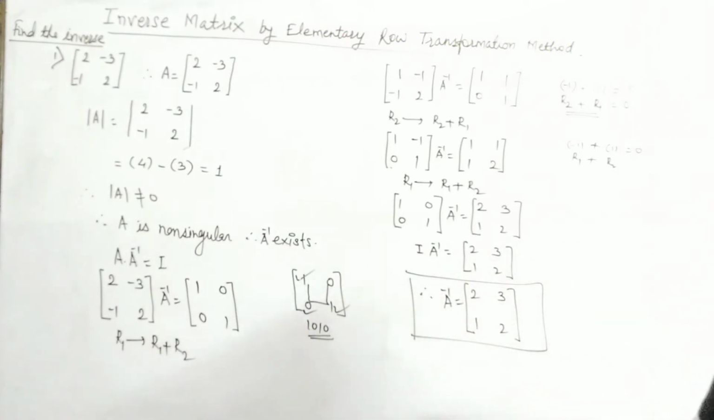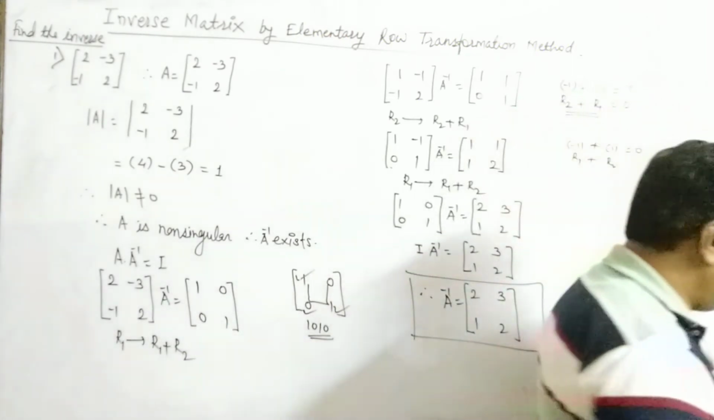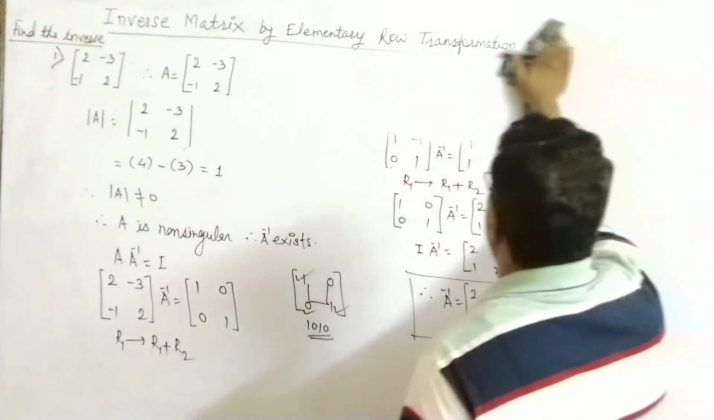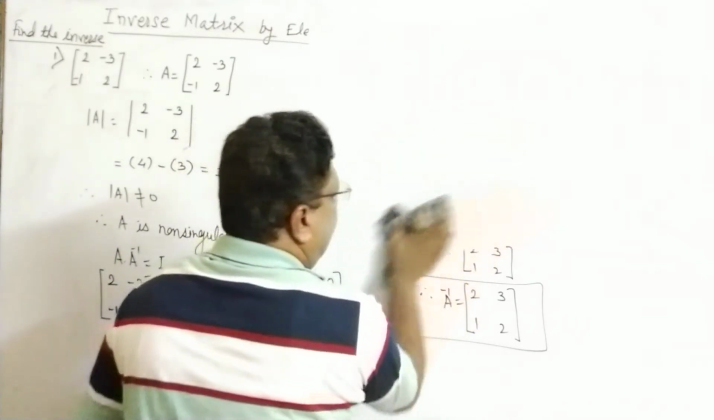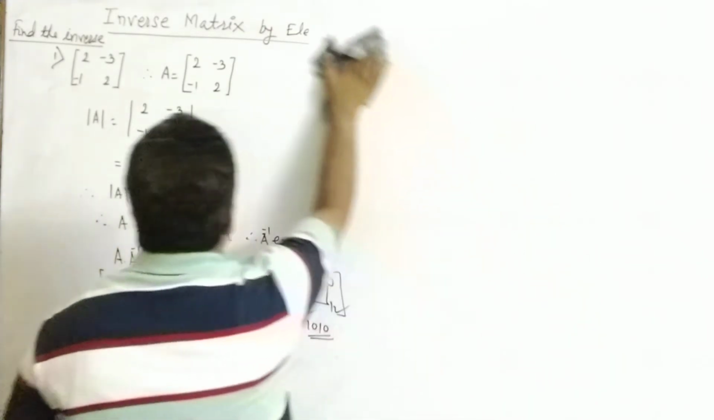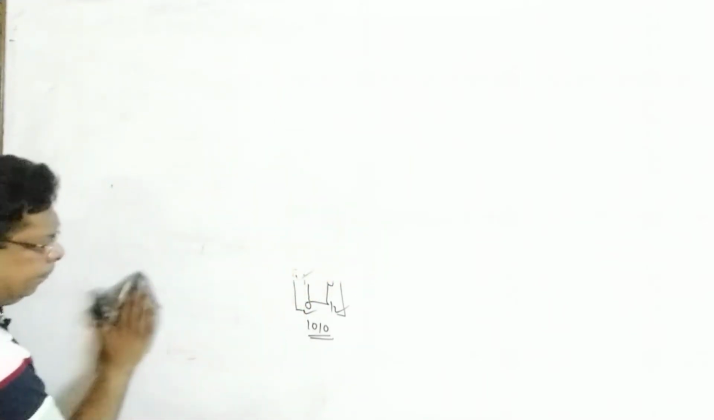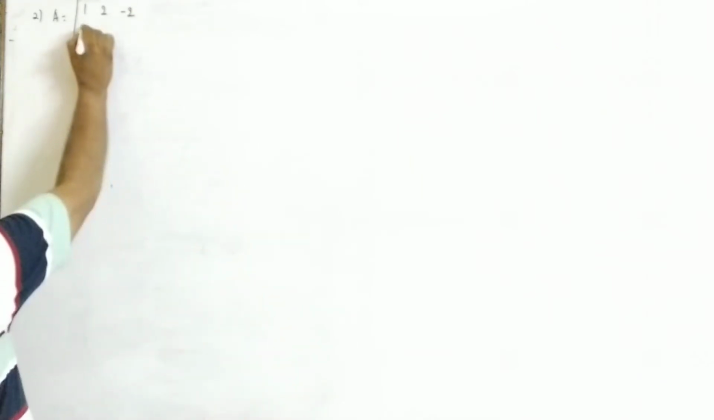Okay, now we'll take the second sum, the second matrix whose order is 3 by 3. The second one: 1 2 minus 2, 0 minus 2 1, minus 1 3 0.